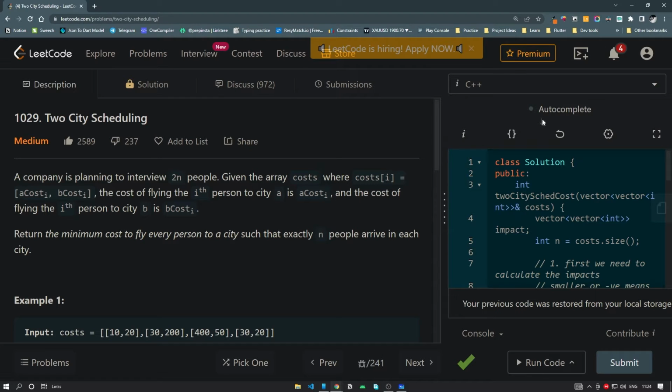In the problem statement, we are given a cost array where cost of I is basically a pair of A cost and B cost, where the cost of flying the ith person to the city A is A cost and the cost of flying the ith person to the city B is B cost. Basically, what we have to do is to return the minimum cost to fly every person to a city such that exactly n people arrive in each city. And I believe the question is pretty easy to understand and it will be more clearer when we will discuss the sample test cases.